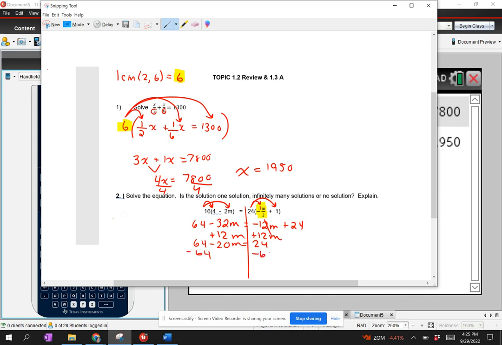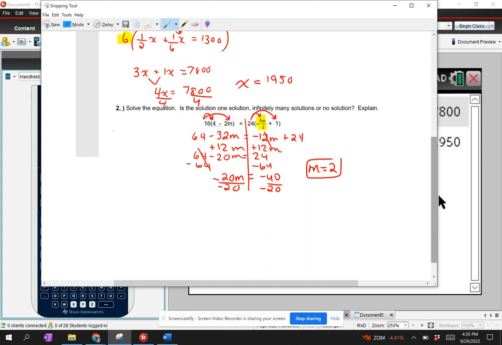Minus 64 on both sides because it's a two-step. I'm left with negative 20m equals negative 40. So then I'm going to divide both sides by negative 20. And m is going to be a positive 2. So this is a one solution, because m equals 2. So we still have a variable left.